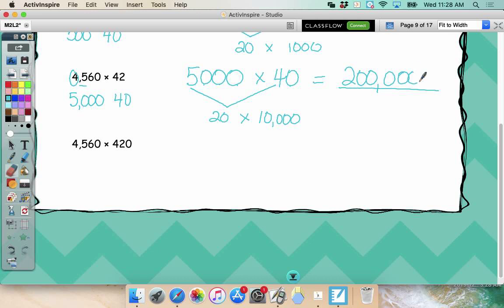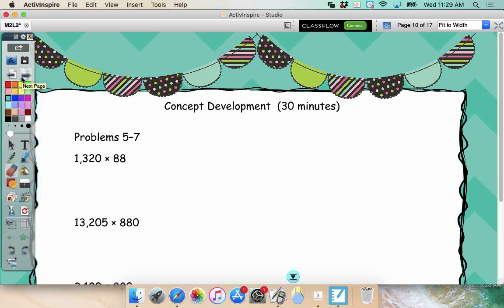Okay, so let's look at this one. This is a little different. It's the same page for us. Oh, it's the same page for you. Okay, it's a different page for me.